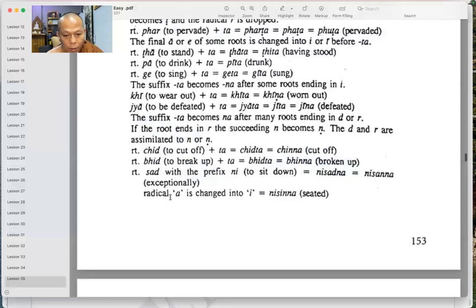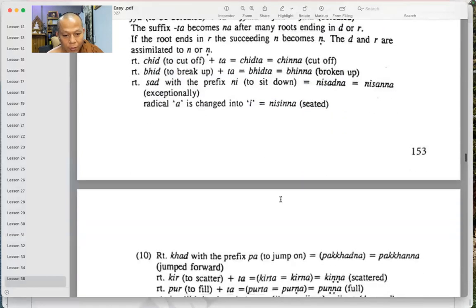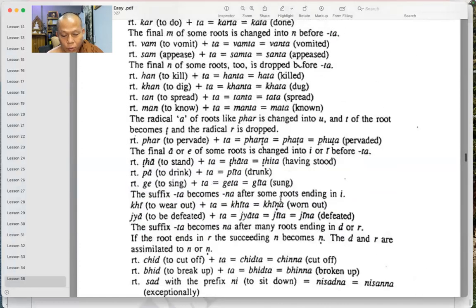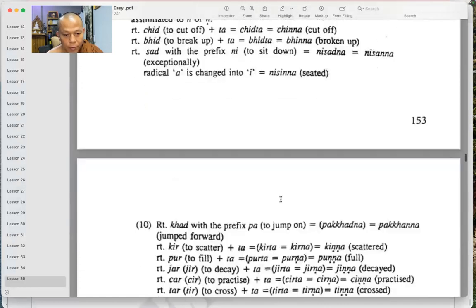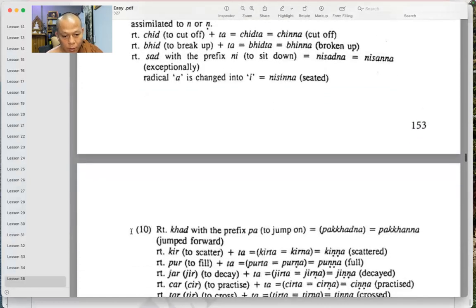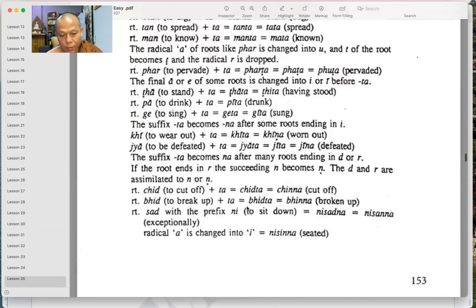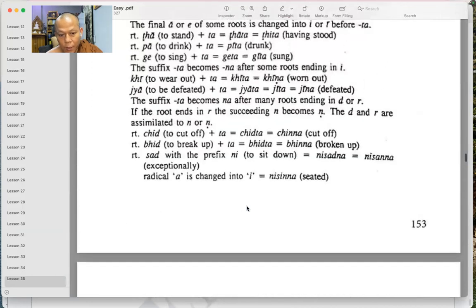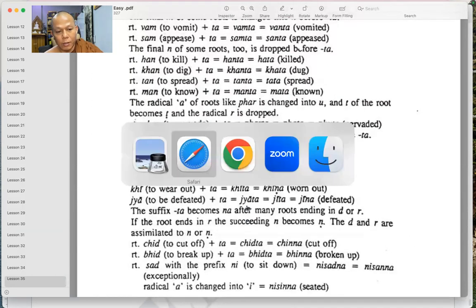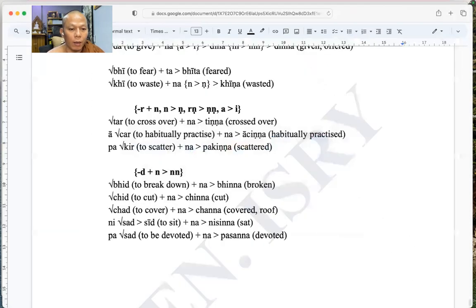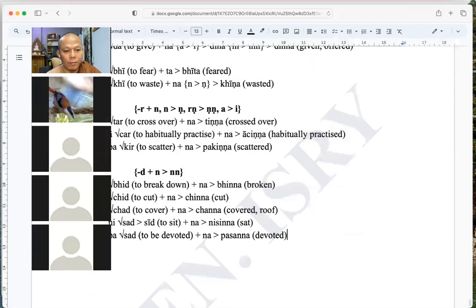So really, the vowel is changed to E, or you can leave it that way. Okay, now, that's what happens today, we finished. So next, another one, number 10, another group. Okay, so any question?